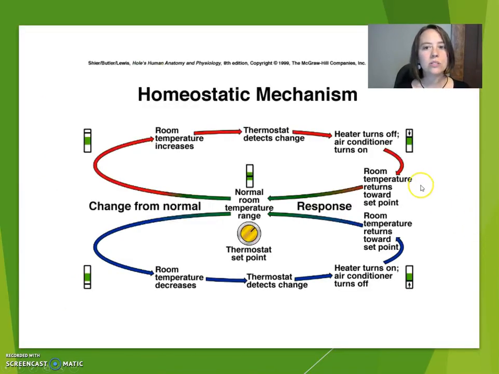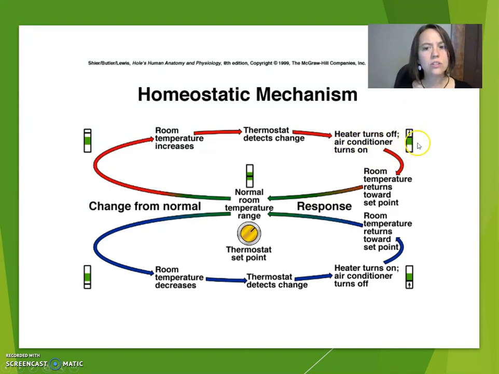Now looking at this homeostatic mechanism, this is a great example, and we will look at one that involves your body in a second, but it works great for an analogy. So your normal room temperature range is represented here, and as the temperature increases, the thermostat detects the change and it does some function, takes an action. The heater turns off and the air conditioner turns on.